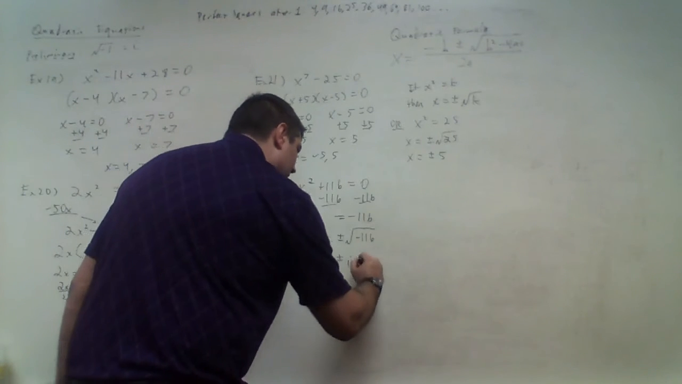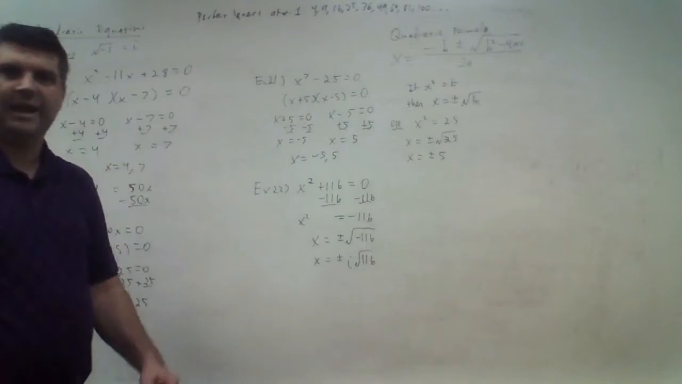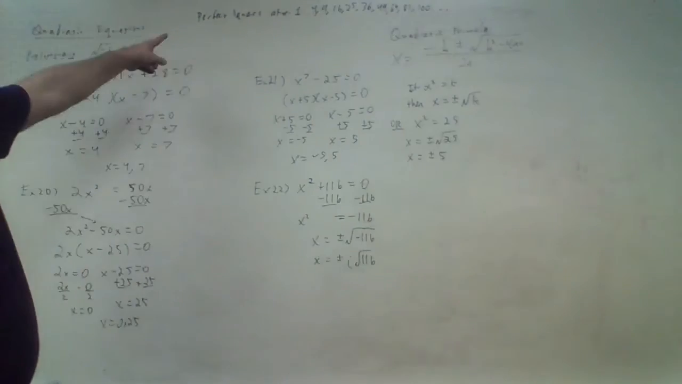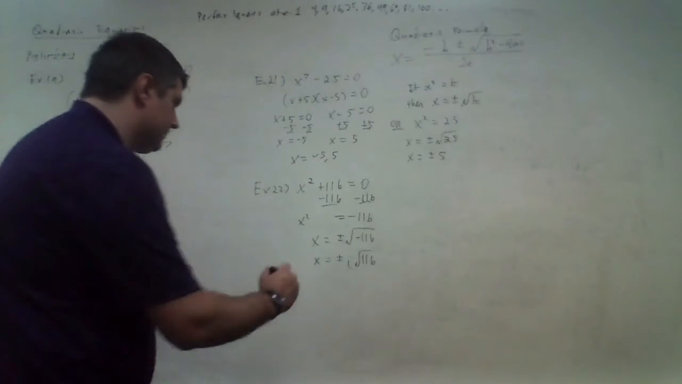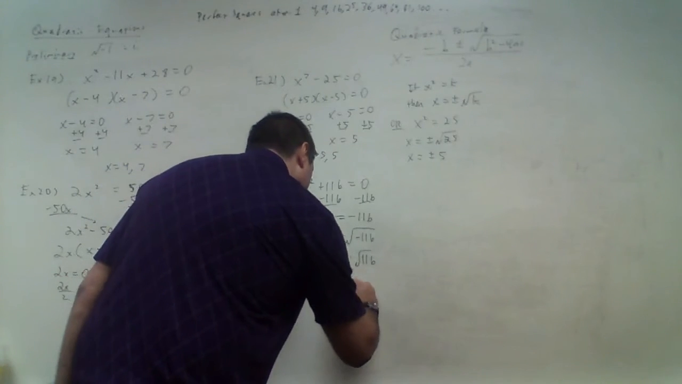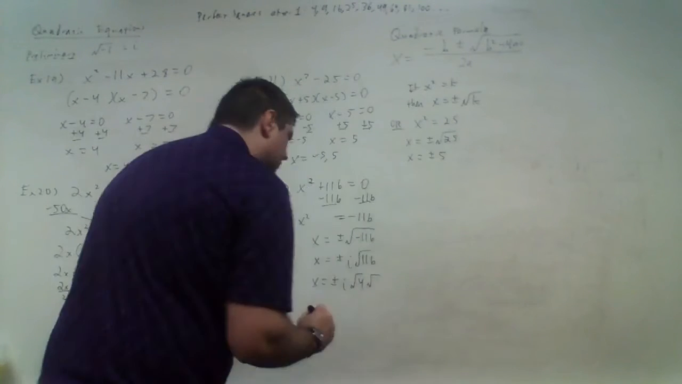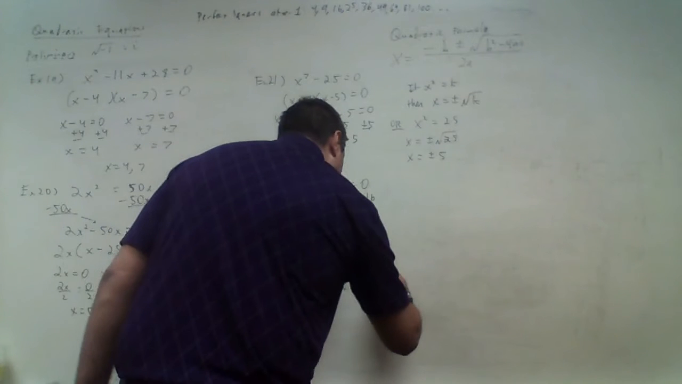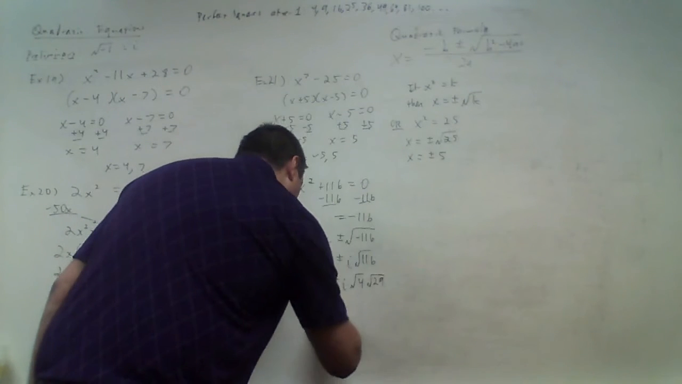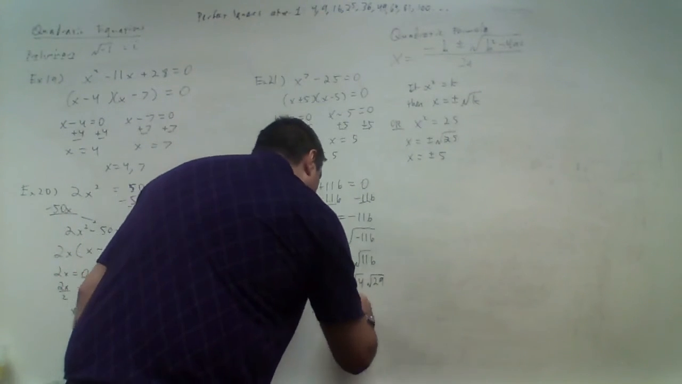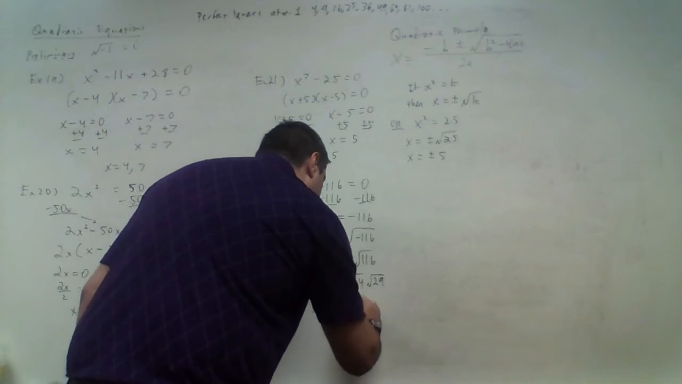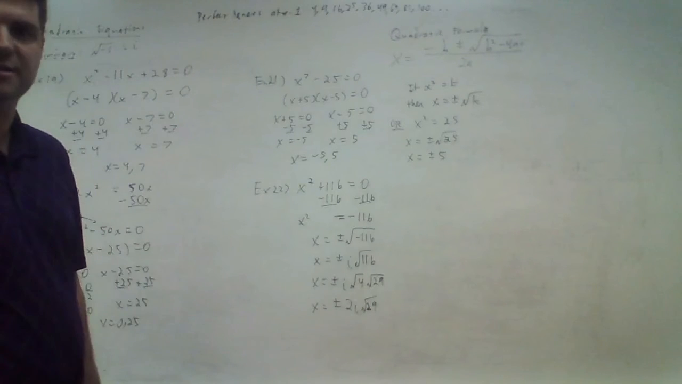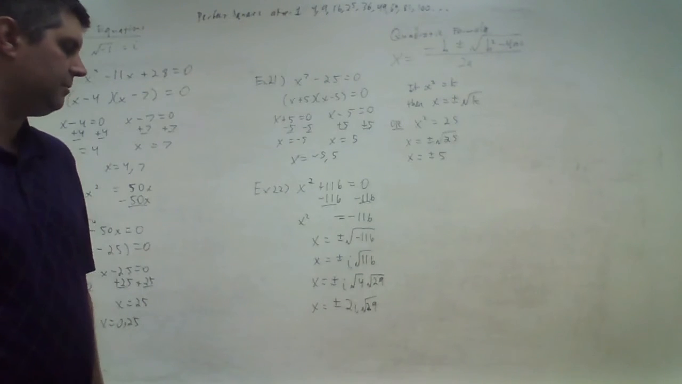Factor out the imaginary unit, you got your square root of 116. Factor out the i. Okay? Square root of positive 116. 116 is divisible by 4. 116 divided by 4 is 29. So x equals plus or minus, I move the square root of 4, which is 2, out the front, 2i square root of 29. Don't put the plus minus in between. That's not the correct scenario for that.